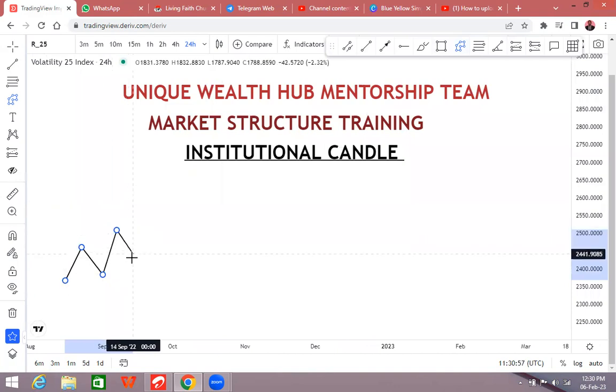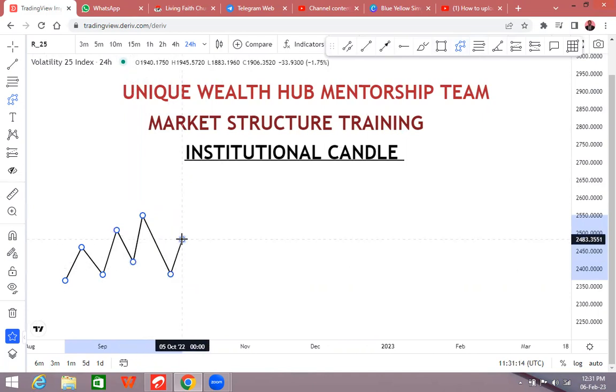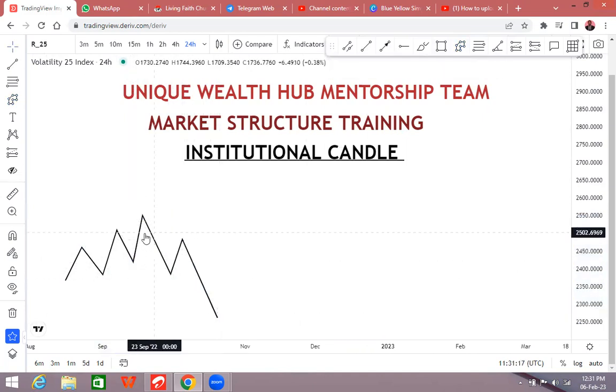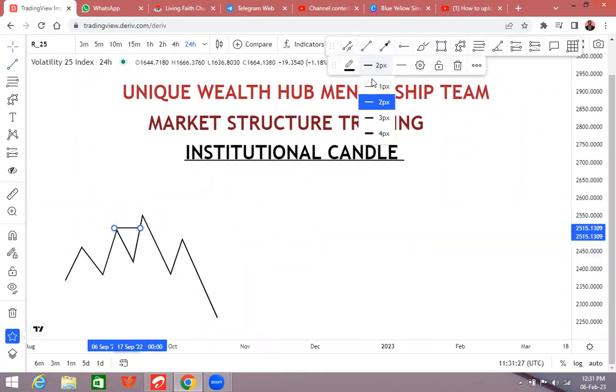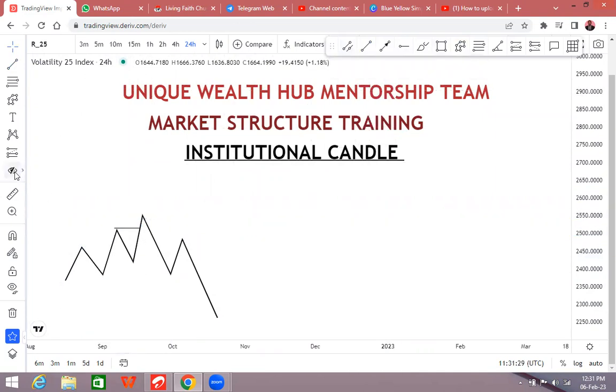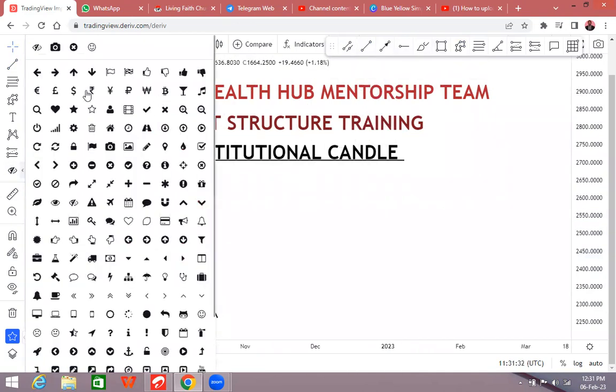creating a series of higher highs and higher lows, and then price went all this way and captures this liquidity, broke structure, and then price comes back to liquidity. So this candle here is what is referred to as institutional candle. That candle captures liquidity, led to a break in market structure, and then moved away.